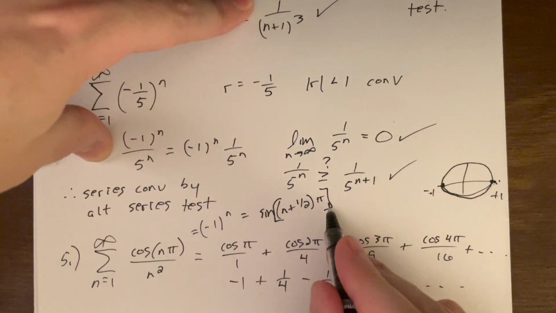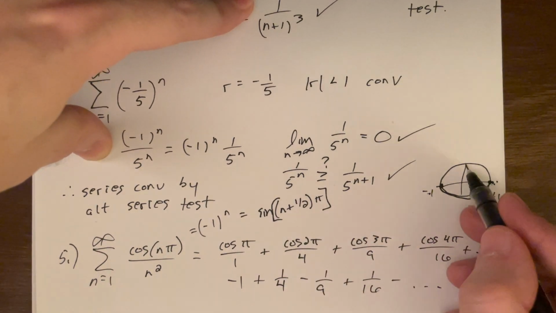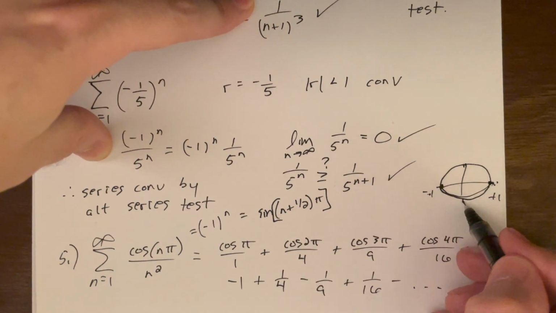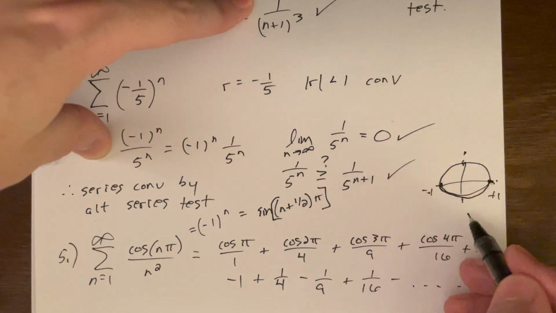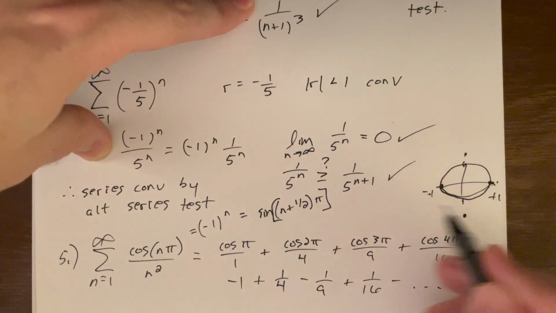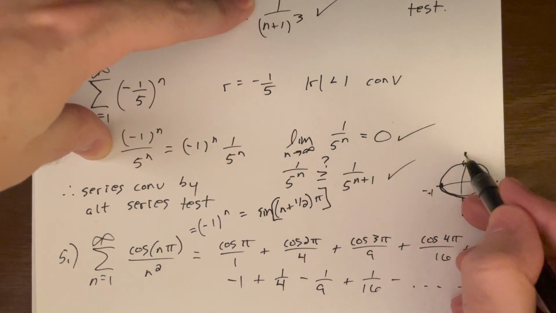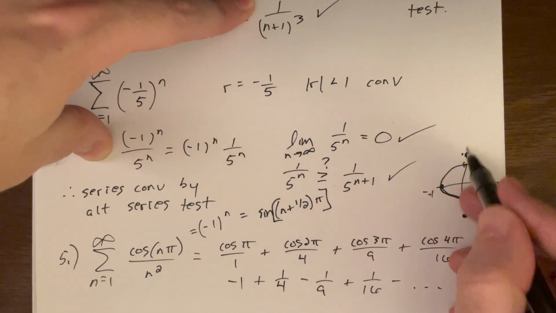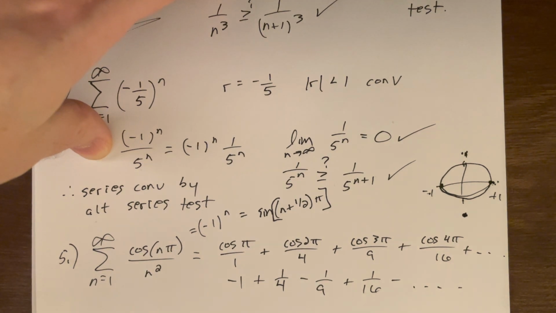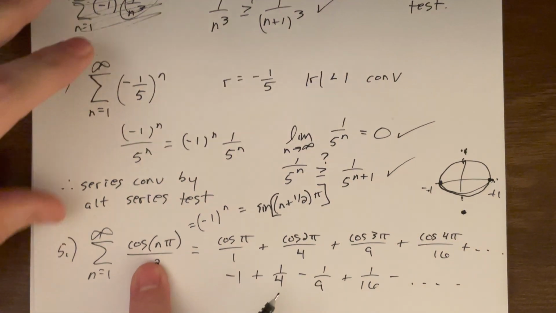but you have to do this extra +1/2, because sine bounces between 1 and -1 at 1/2 pi and 1 1/2 pi. So when you plug in 1, you start here, sine is -1. Then when n is 2, you're up here, and sine is +1. And you get that same bouncing back and forth. So that's all there is to this one.